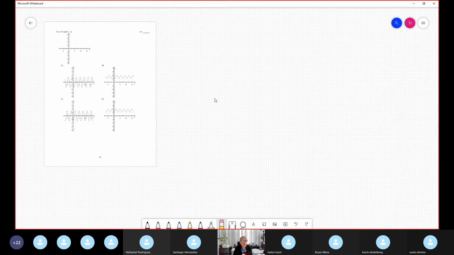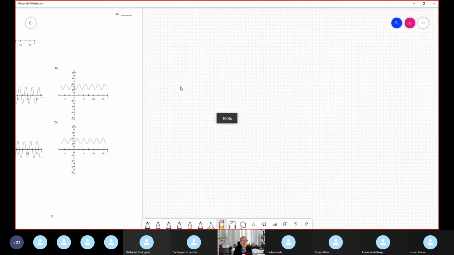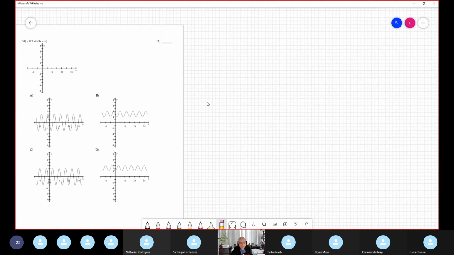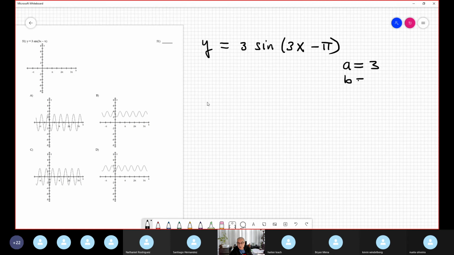Problem 51 is y equals 3 times sine of 3x minus pi. The order is not important, but I like this order: A is 3, B is 3, and C is negative pi. But I don't care in that way. This is not a good way. Much better for me is to set out the inequality.